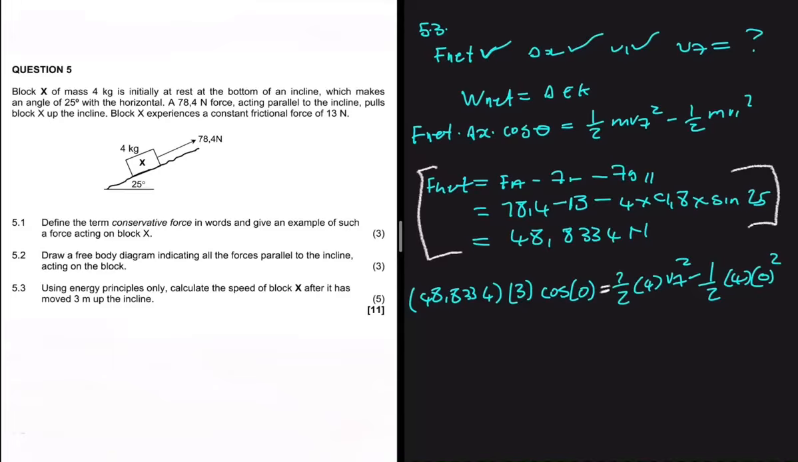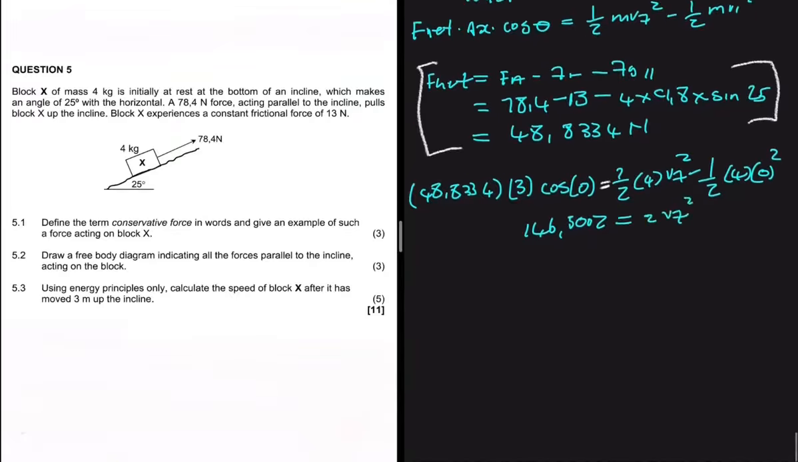You know, the physics is essentially done here. We're just solving the math. So we're going to have 146.5002 equal to a half multiplied by 4, which will be 2, right? 2 Vf squared.